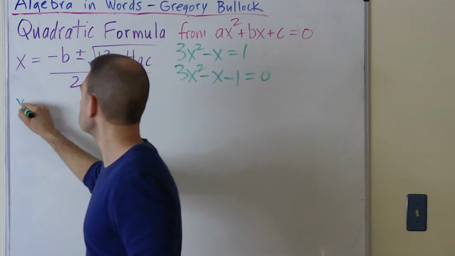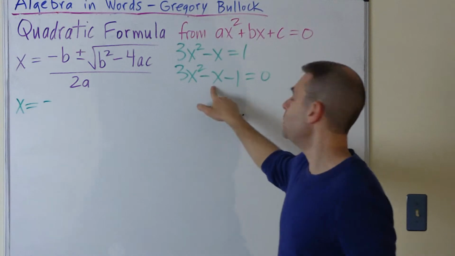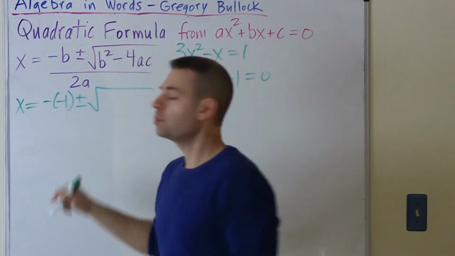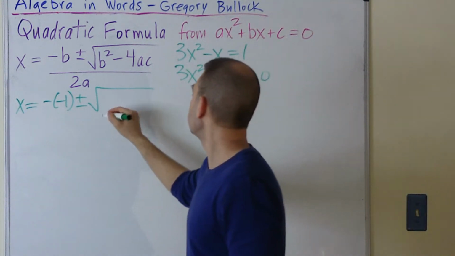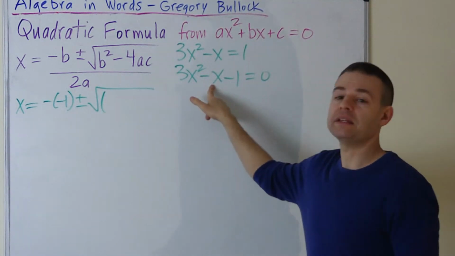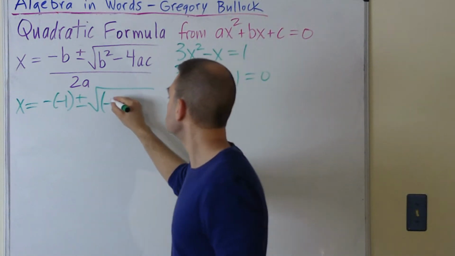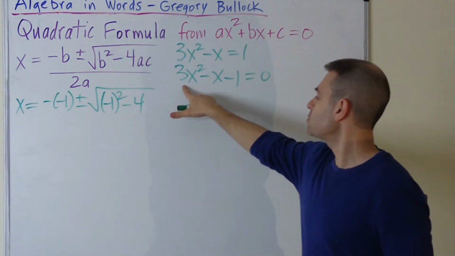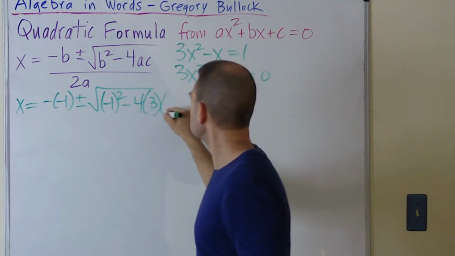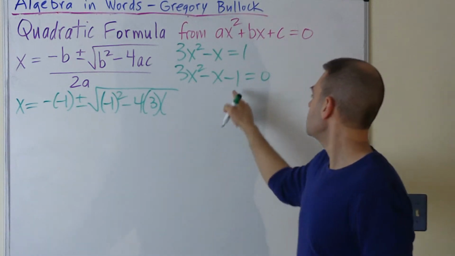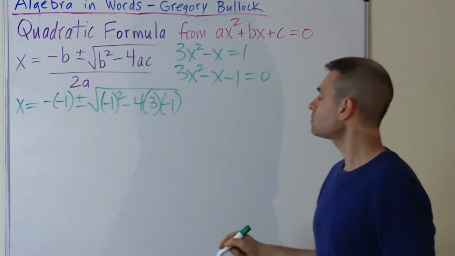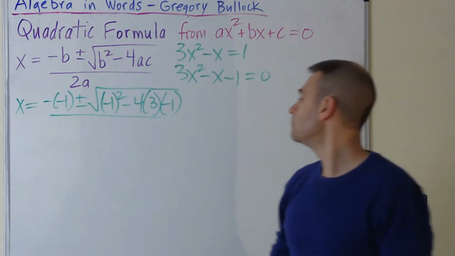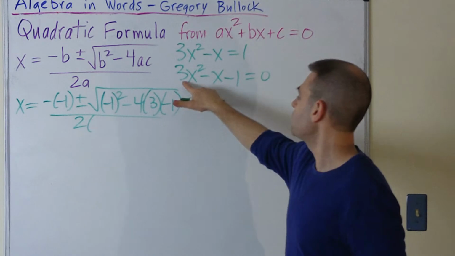So x equals negative, b is negative 1, plus or minus the square root of, and b is again negative 1 squared, minus 4, a is 3, and c is now negative 1. And that's all over 2a. So write the 2, and a is 3.